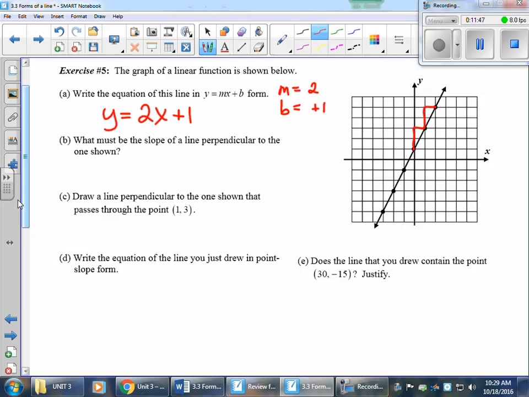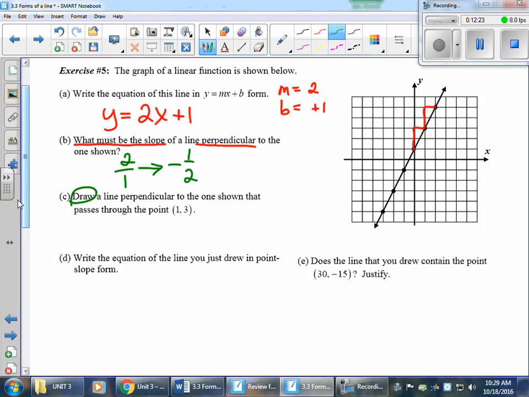What must be the slope of the line perpendicular to the one shown? So they're not asking for the whole equation, just the slope. I'm hoping you remember that the slope of a perpendicular line is the negative reciprocal. Do you remember that? So if we have 2 over 1, create a fraction even if there isn't one there, 2 over 1, and the negative reciprocal means you flip it and change the sign. In this case, it's going to be negative 1 over 2.